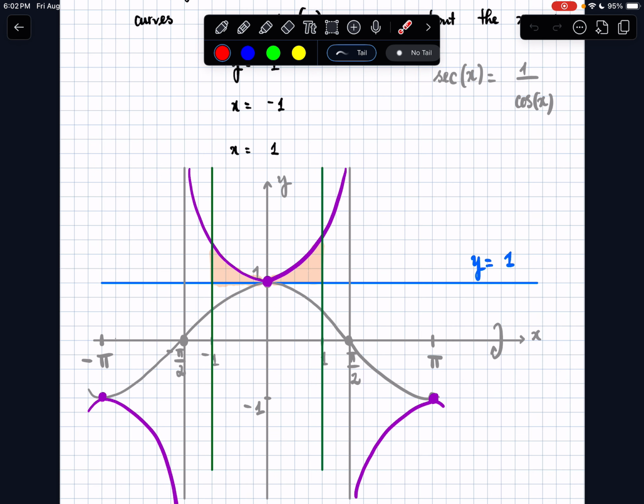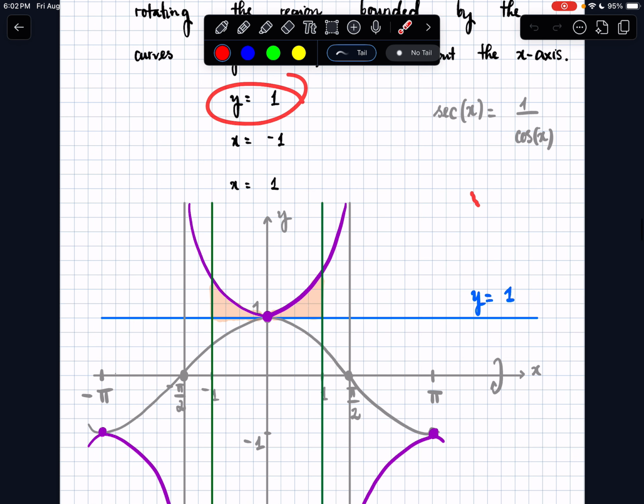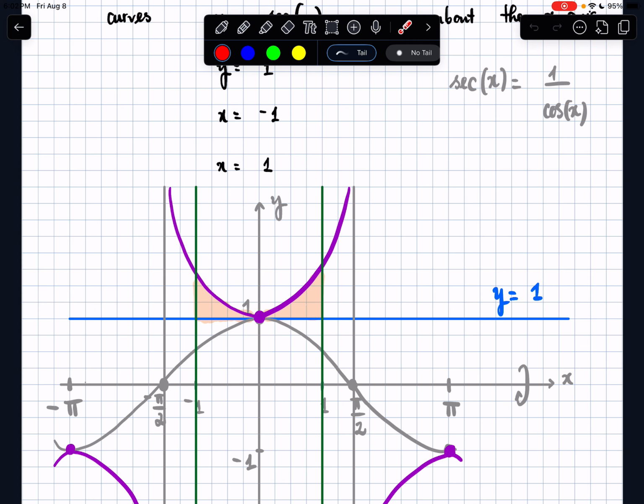together with the other curve y equal to 1, which is this horizontal line, and secant of x between minus 1 and 1. So the region we have is the region bounded by this purple curve, the green curve, and the blue curve. So the region we have is this region.